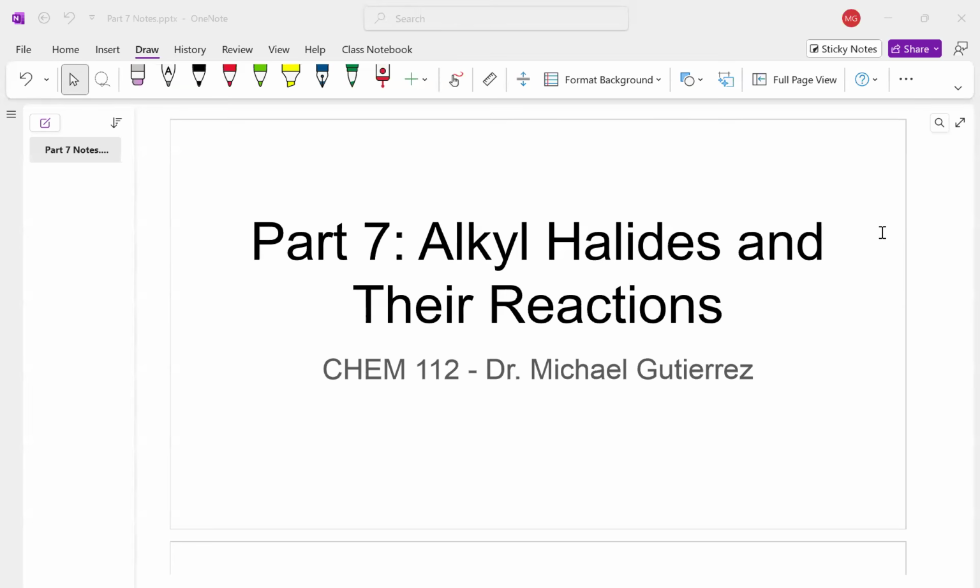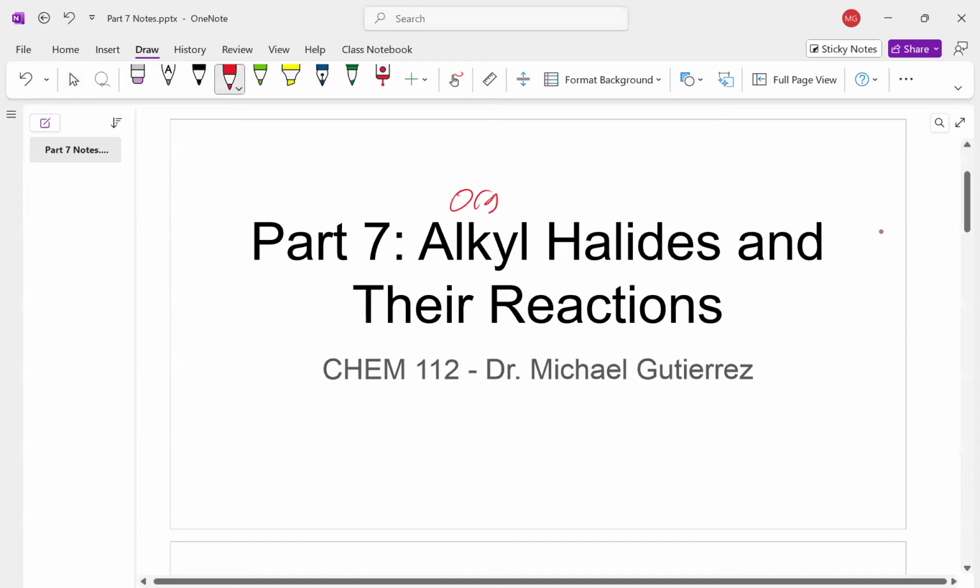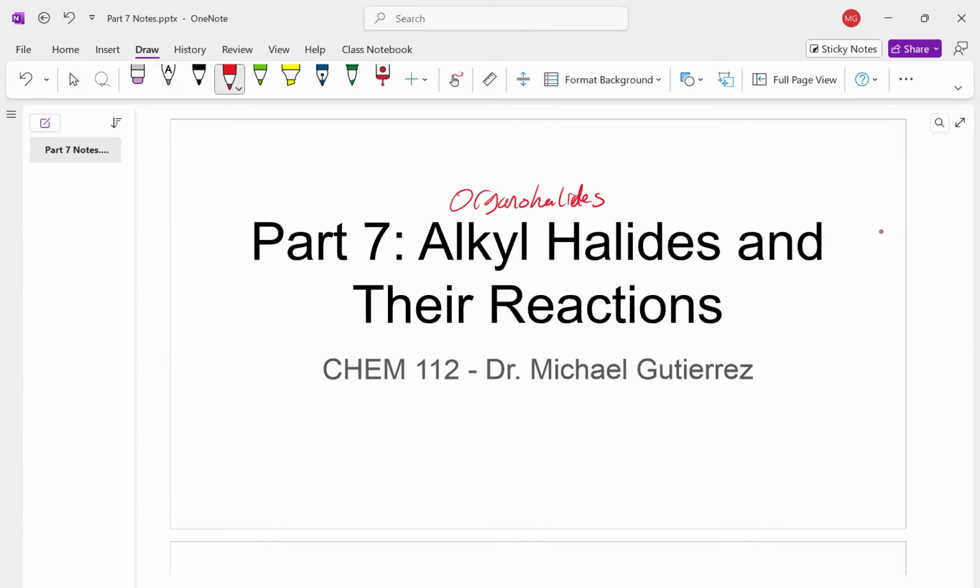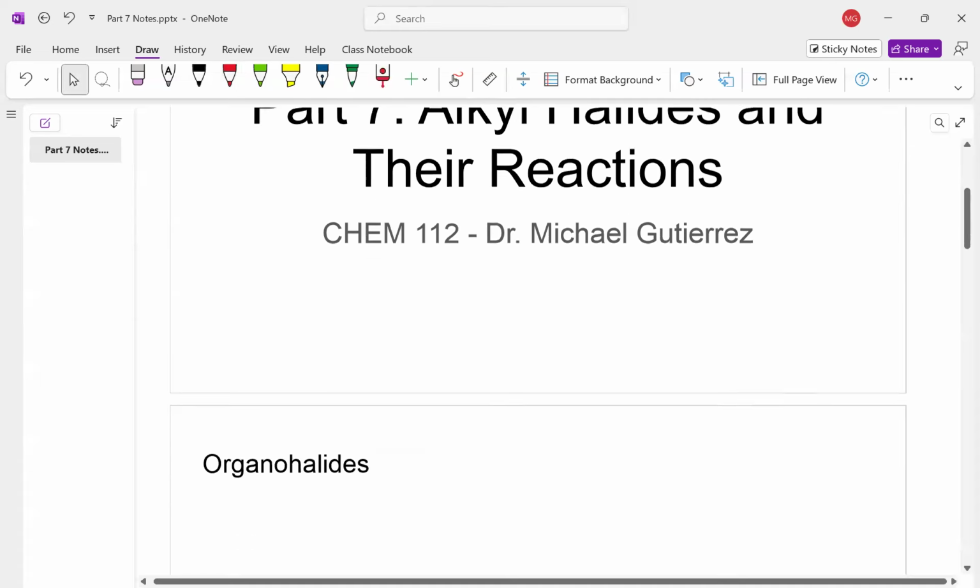All right, in this unit, we're going to be looking at a class of compounds called alkyl halides, also known as organohalides, as well as the reactions they undergo. This is going to be a very important chapter because organohalides are very common synthetic precursors, which is just a fancy term for saying we use them as building blocks to make much larger compounds. And we're going to get into why that is the case in a little bit.